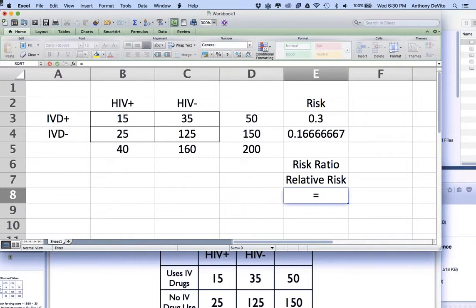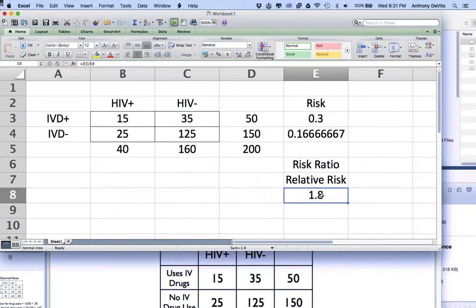So let's see. If you're an IV drug user, your risk is 0.3, 30%. If you're not an IV drug user, your risk is about 17%. I'm going to divide one risk by the other risk. I'm going to see a ratio, relative. Anytime somebody says ratio, you're dividing one thing by another. Okay, it is 1.8. Well, what does that say? That says that the risk of having HIV is 1.8 times as great if you're an IV drug user versus if you're not an IV drug user.